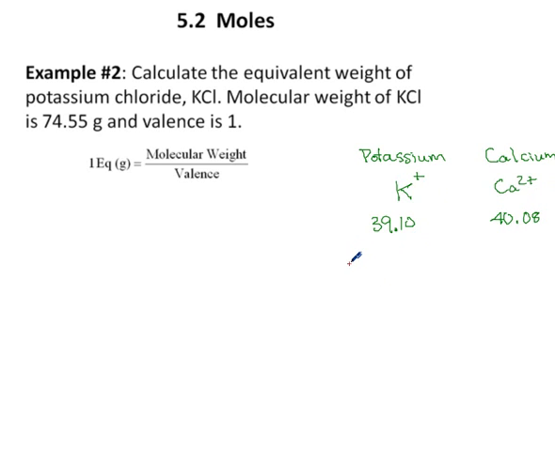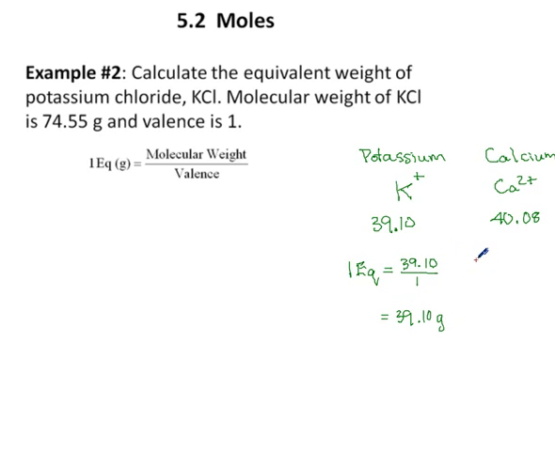If you want to find one equivalent for potassium, this is the formula given in the question right here. You take its molecular weight divided by its valence, in other words, divided by its charge. One equivalent for potassium is going to be 39.10 divided by its valence, which is 1. So one potassium equivalent is actually 39.10 grams. That's how much you would have to measure out in order to react with a certain amount of another substance.